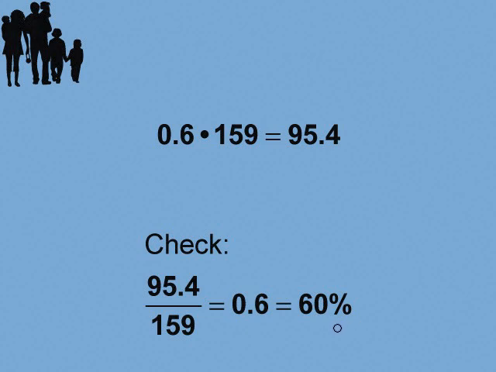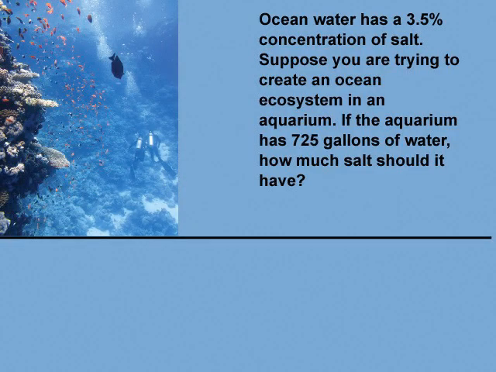Let's look at a final example. Ocean water has a 3.5% concentration of salt. Suppose you are trying to create an ocean ecosystem in an aquarium. If the aquarium has 725 gallons of water, how much salt should it have?